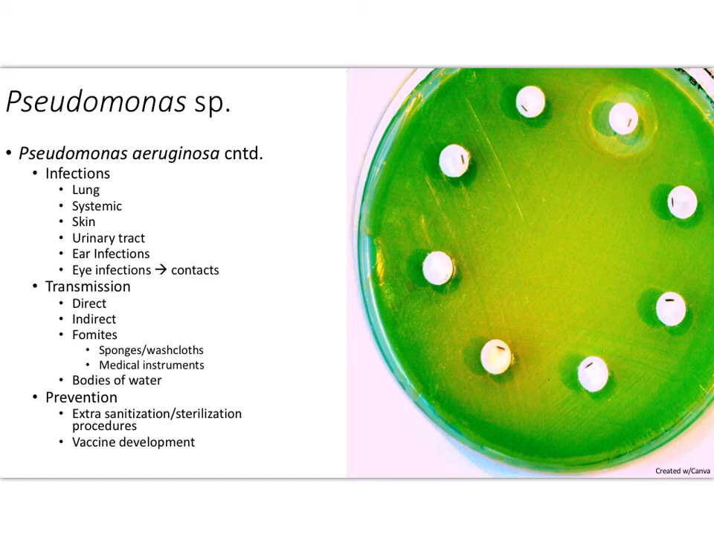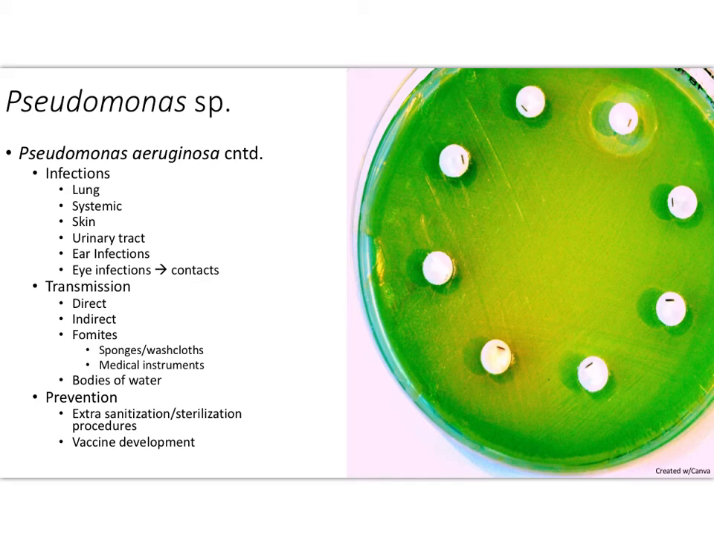In terms of prevention, most of the time when we know someone has a Pseudomonas infection, ideally there will be some kind of extra sanitization or extra sterilization procedures, or additional disinfectants or antiseptics will be used to help reduce transmission of that, or help reduce the ability of someone to give that infection to someone else.